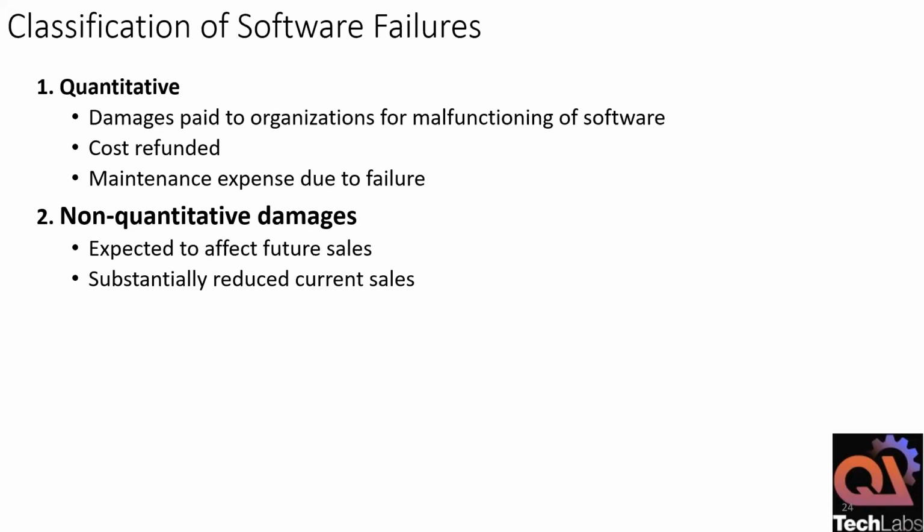Non-quantitative damages means I am assuming that because of this bug, I might lose 100 customers, but I don't know. 100 customers could be 99 or 101 or 150. That is non-quantitative. I assume that my sales will come down because of the lack of user experience on my website. That is non-quantitative because I don't know. I'm assuming that my business will come down because my website is not designed correctly.